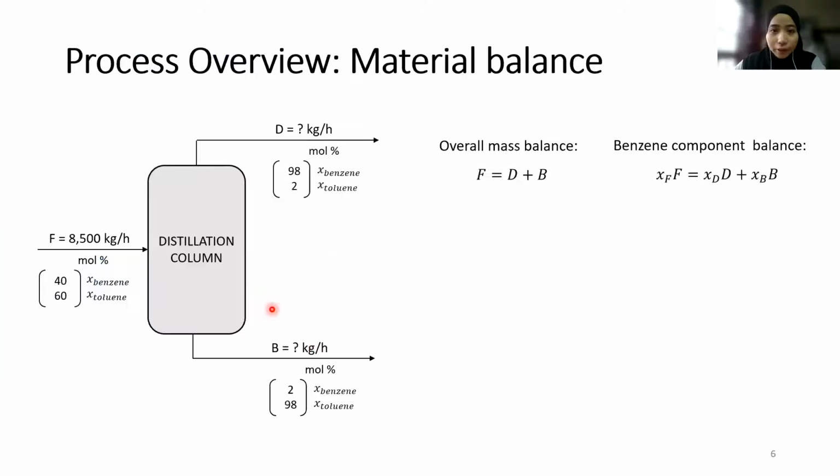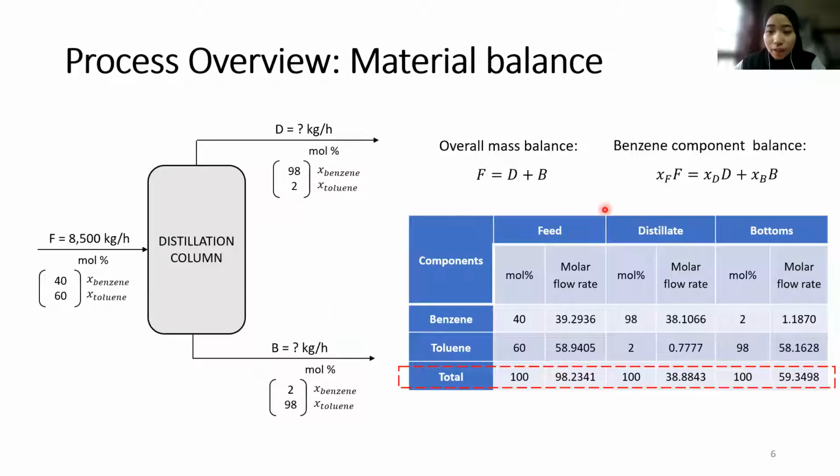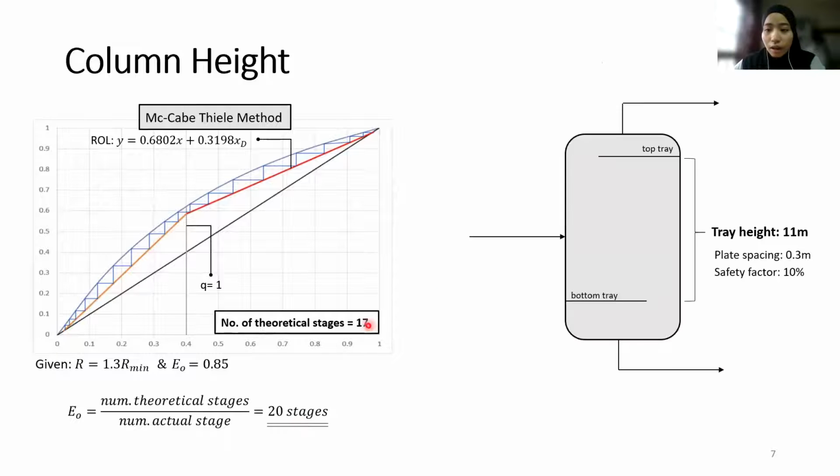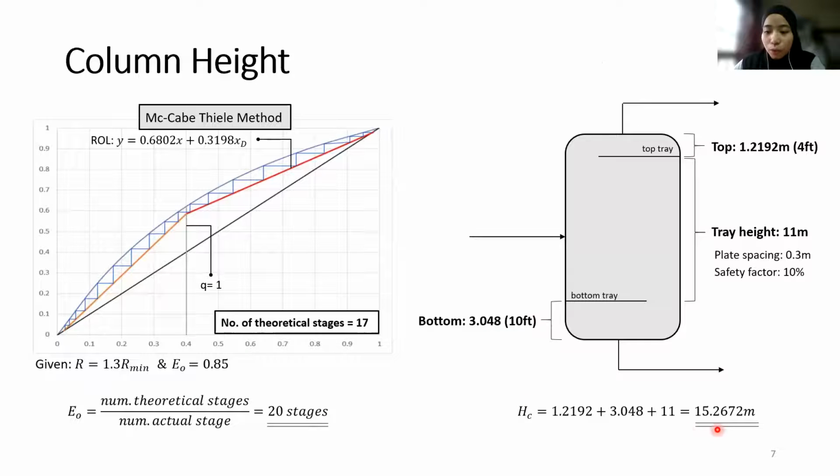Okay, for design procedure, we start off with material balance where we need to find the amount of distillate and bottoms, which the molar flow rate for feed, distillate, and bottoms is as shown in this table. Next, for column height, it can be obtained through McCabe-Thiele method where R equals 1.3 R min and also the efficiency is 85%. So we obtain the number of actual stages to be 20 stages. From there, we can determine the height tray by assuming the plate spacing and also safety factor. With additional top of 4 feet and also bottom of 10 feet, the column height is 15.27 meters.